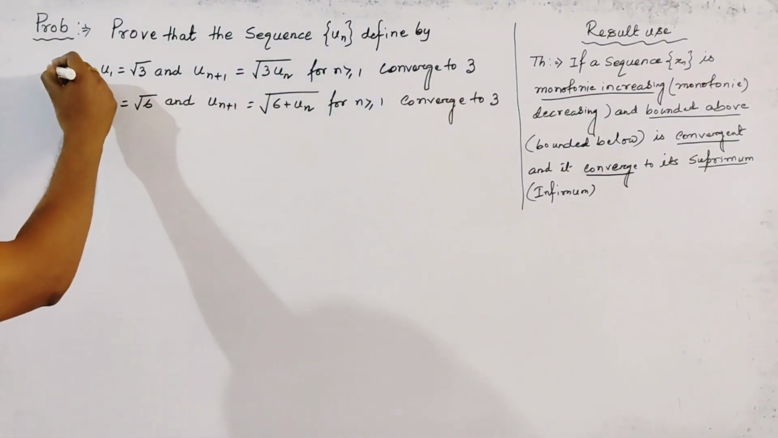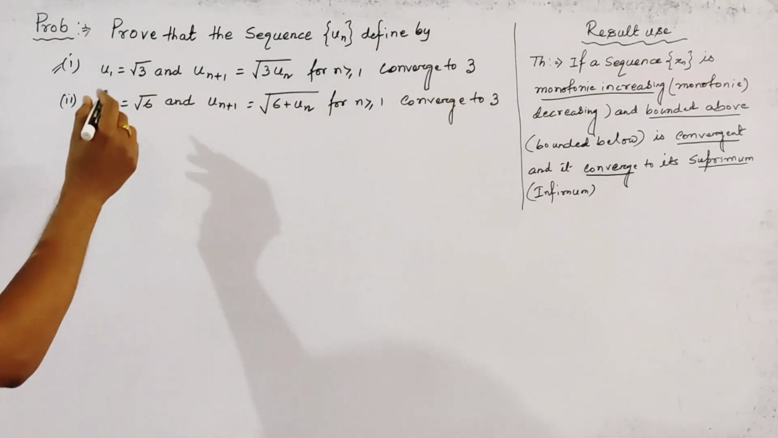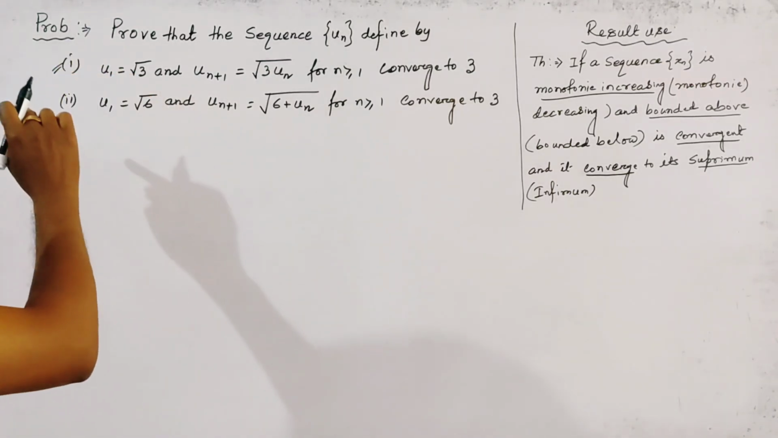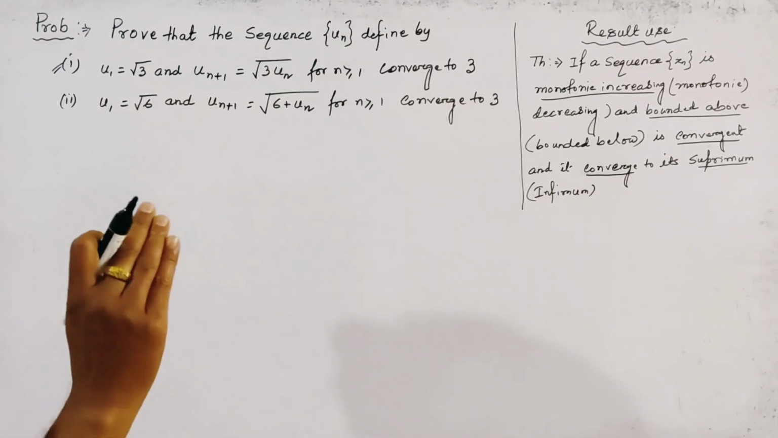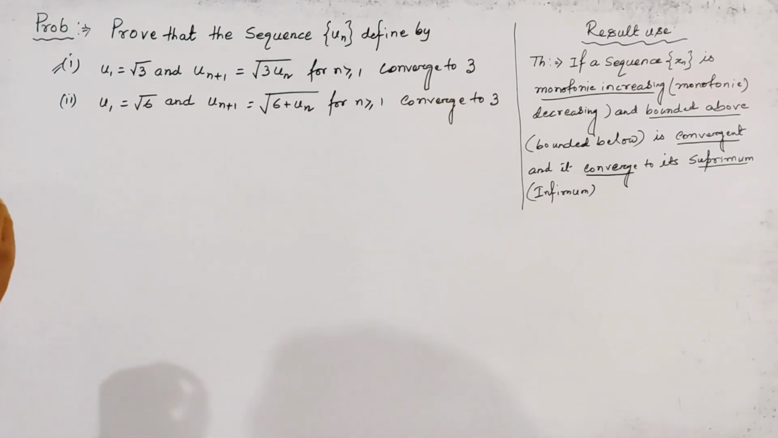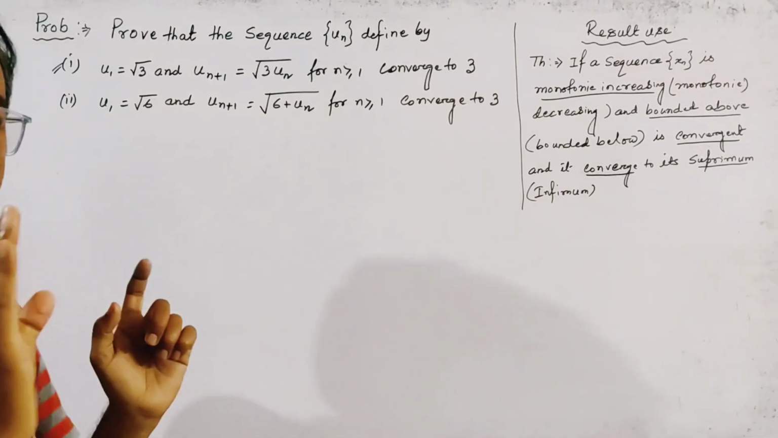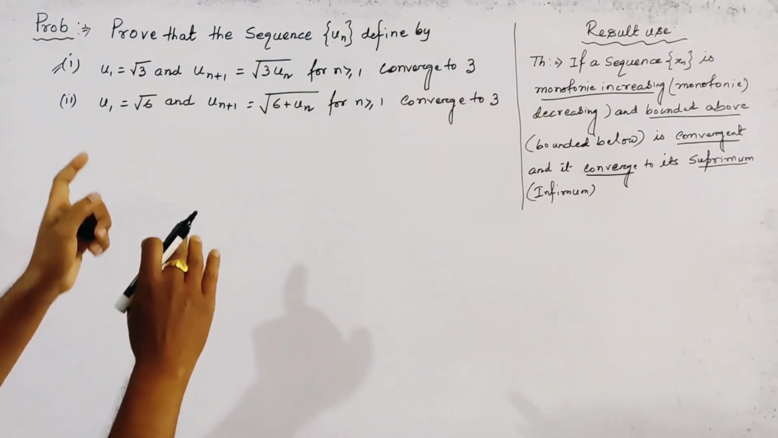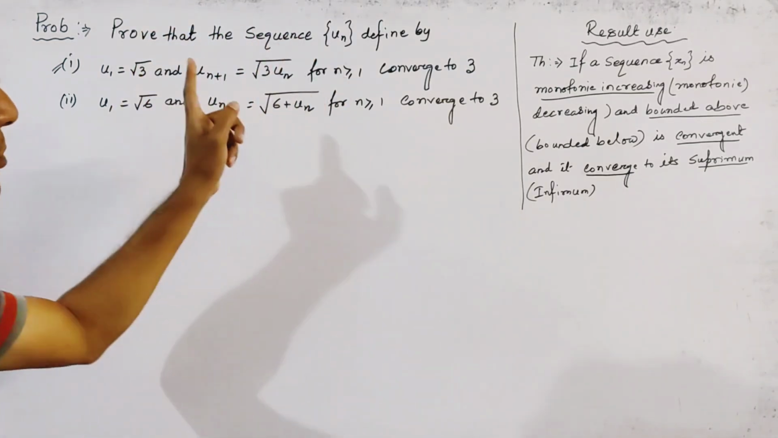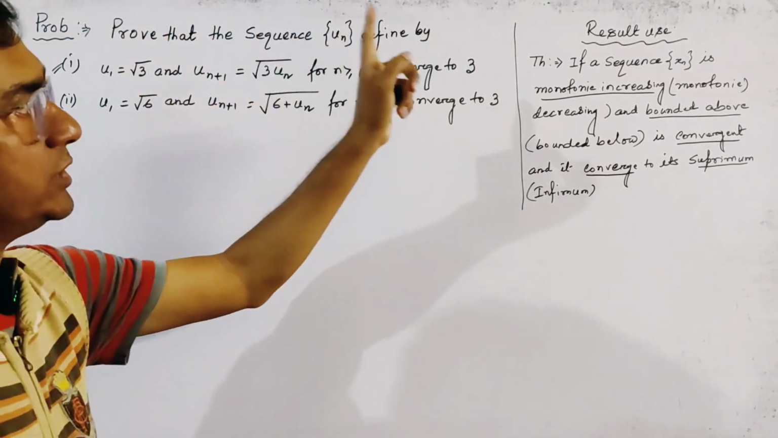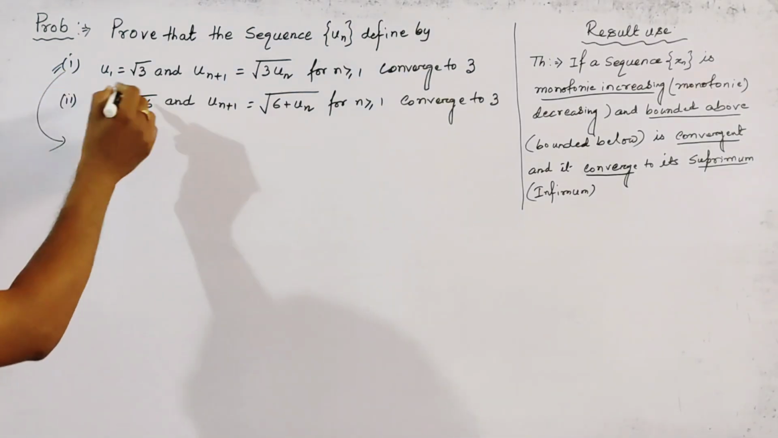Now we first discuss the first problem. If we put in place of 3 any other number, it must be positive, like 2, 5, 7, 4, anyone. Or we may write a general term, say A. This is the same problem and it converges to A.